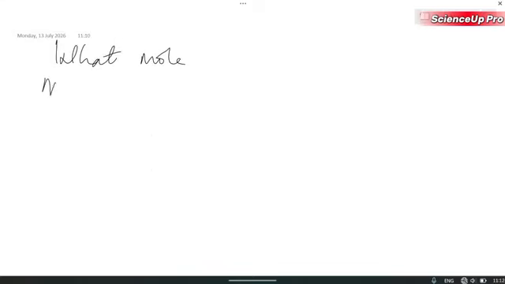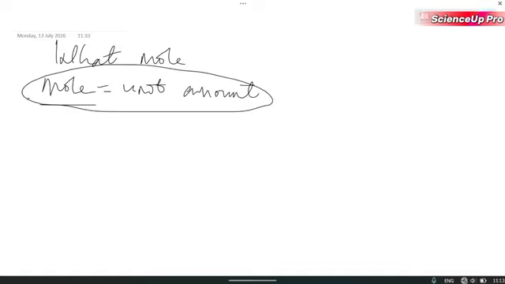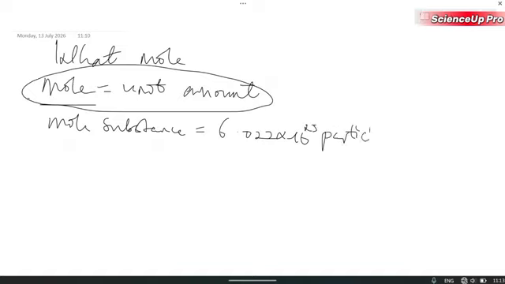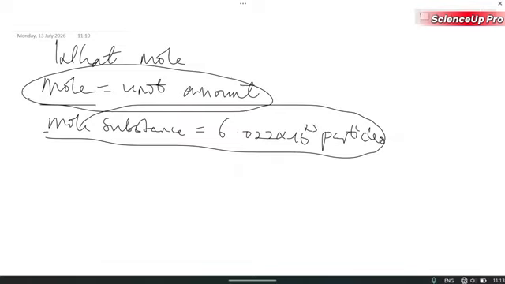Actually, the mole is simply a unit which is used to measure the amount of substance. Amount of substance has a unit called mole, and this mole also has another definition. What is a mole? The mole can be the amount of substance present in 6.022 times 10 to the power 23 particles. When we talk about these particles, what are these particles?